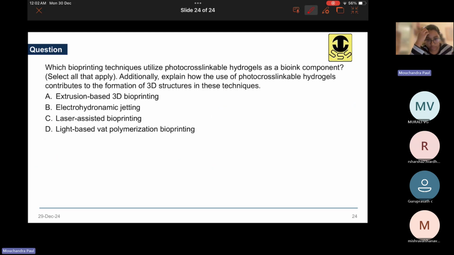This is the last question. Which bioprinting techniques utilize photocross-linkable hydrogels as a bioink component? Select all that apply, which means there is more than one correct option. Additionally, explain how the use of photocross-linkable hydrogels contributes to the formation of 3D structures in these techniques.